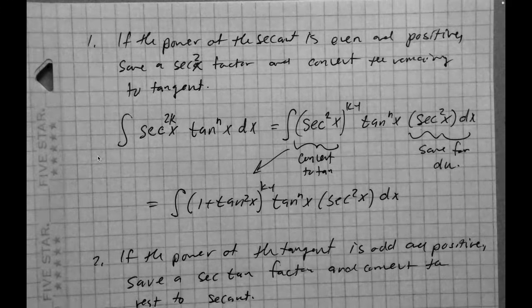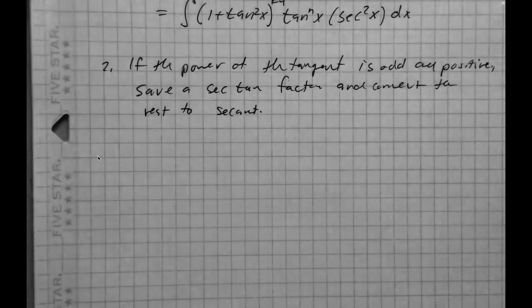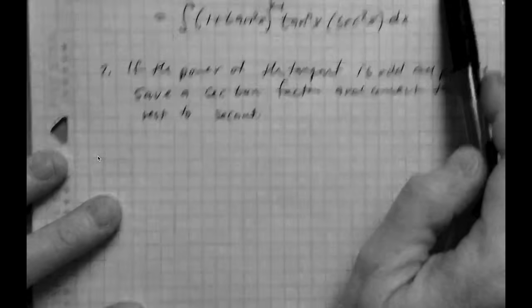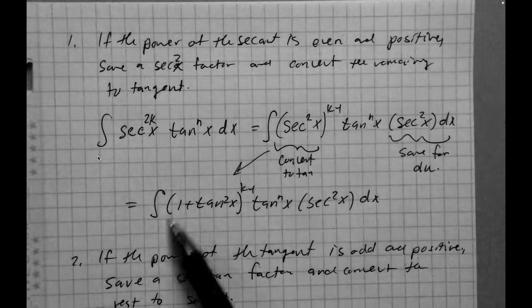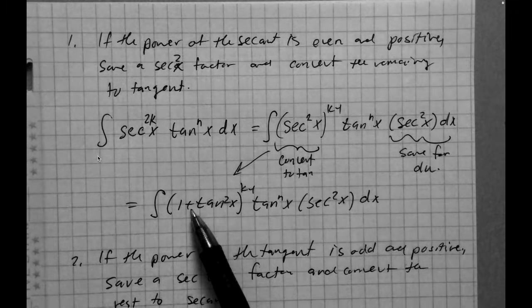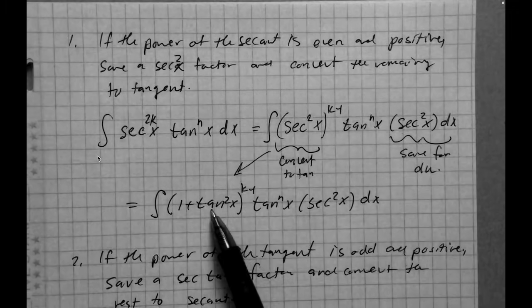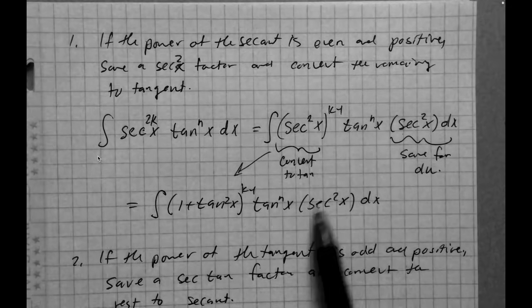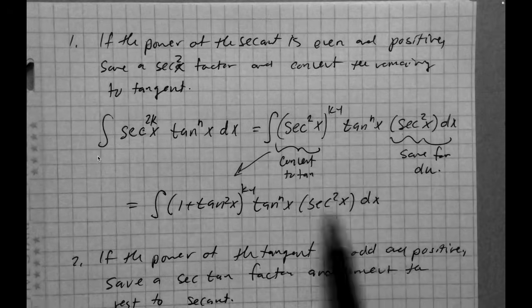So why are we doing that? Because the derivative of secant is secant tangent. Up top, the derivative of tangent is secant squared. So if we can get the integral into this shape, then our u will be tangent, and when we differentiate tangent, we get secant squared. So we're going to save this part here for that du factor.